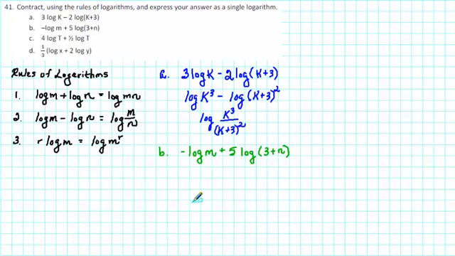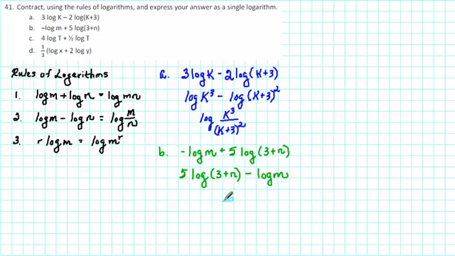For part B, we have minus the logarithm of m plus 5 times the logarithm of 3 plus n. Well, first of all, let's use the commutative property to rewrite this in a different order. Instead of writing it as a sum, we'll write it as a difference. So we have 5 times the logarithm of 3 plus n minus the logarithm of m.